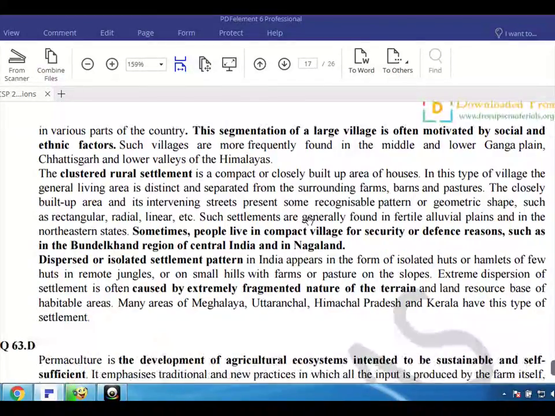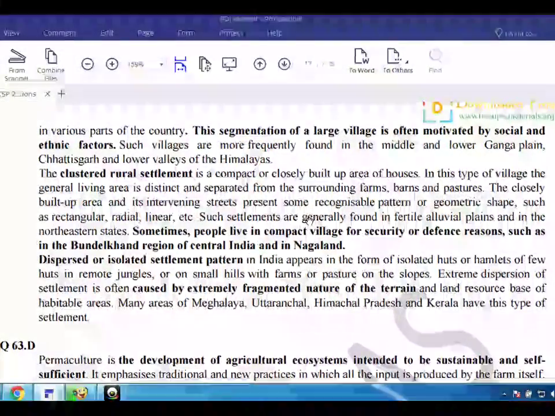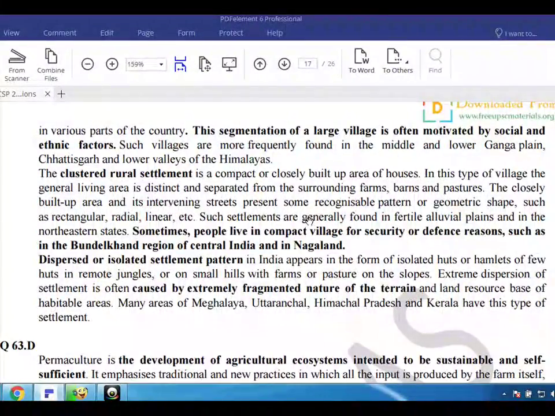In various parts of the country, this segmentation of a large village is often motivated by social and ethnic factors. Such villages are more frequently found in the middle and lower Ganga Plain, Chhattisgarh and lower valleys of the Himalayas.